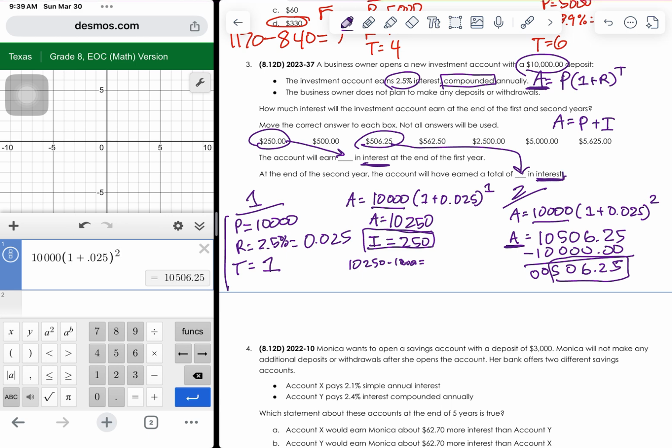So pay attention to that. This is probably the biggest mistake that we make: is it asking for the interest or is it asking for the account balance? Sometimes you have to take that second step.